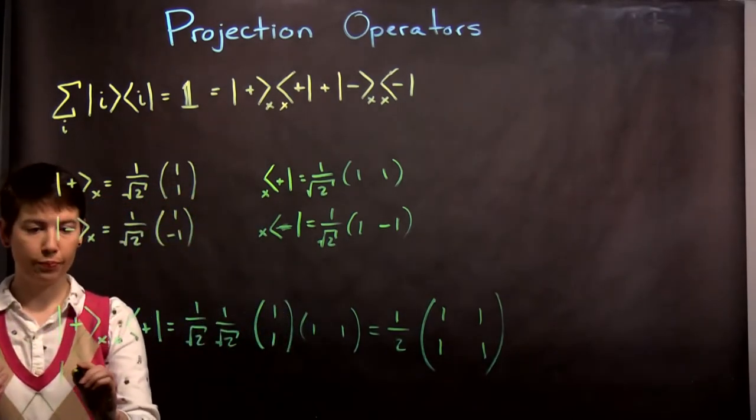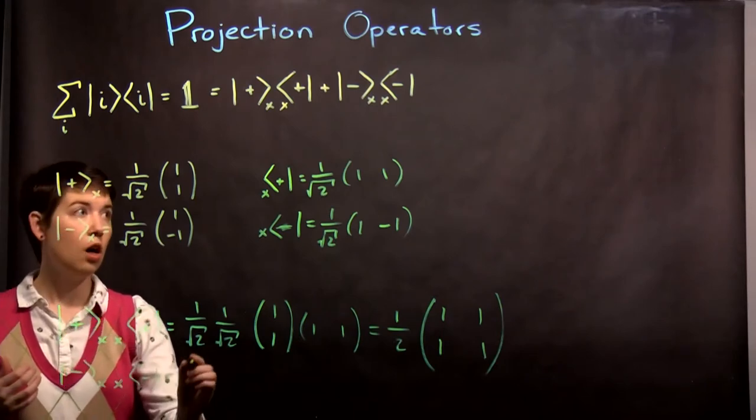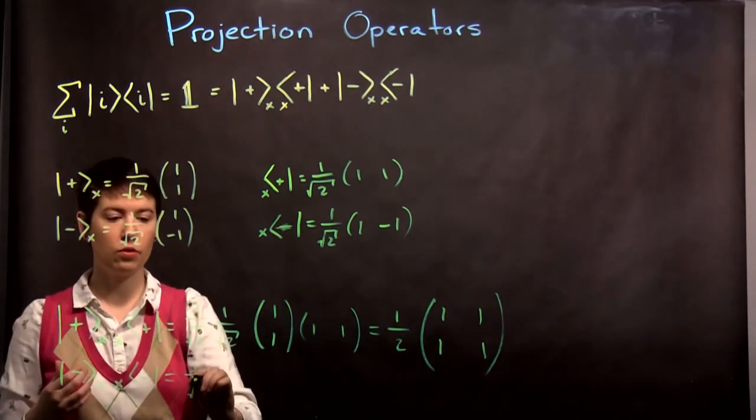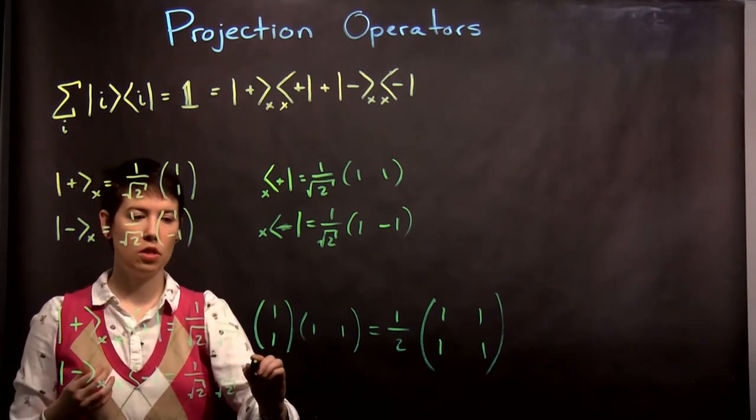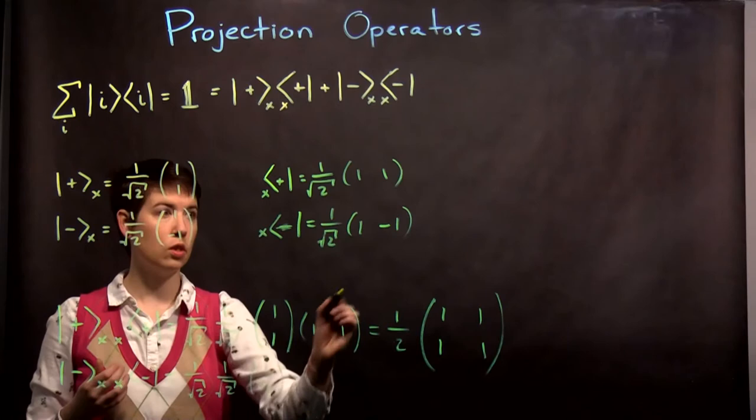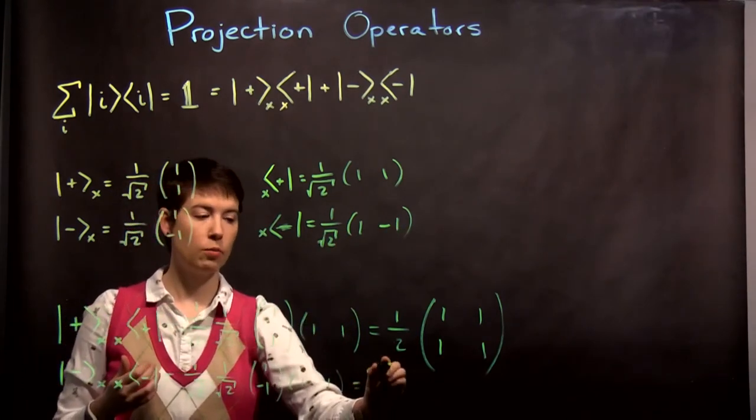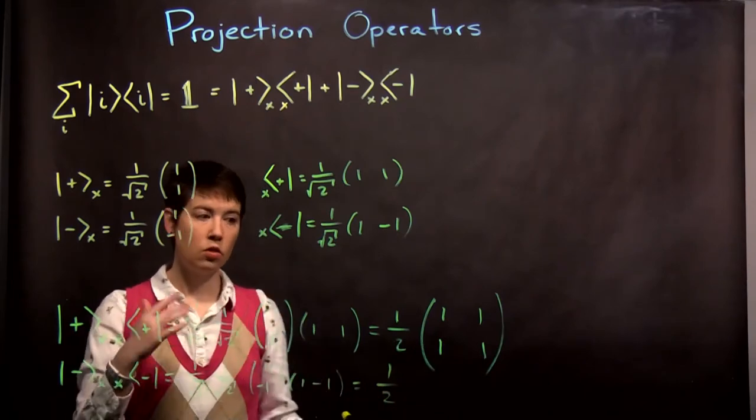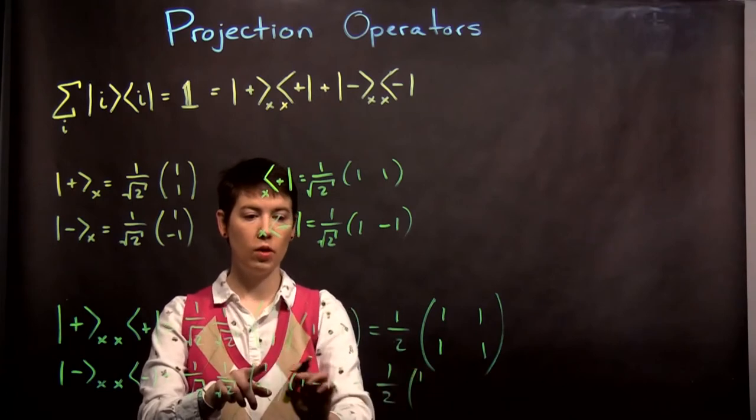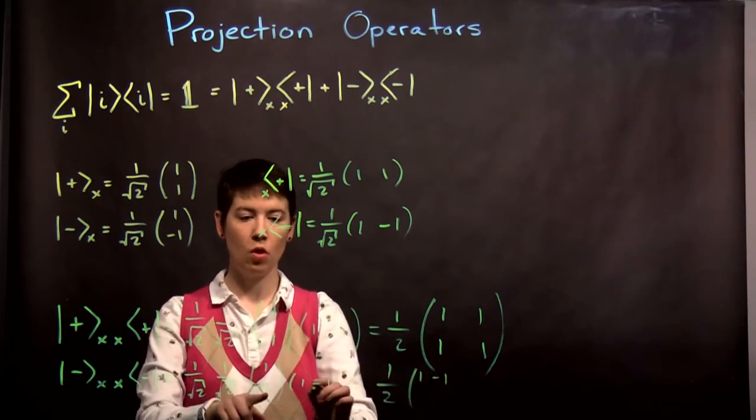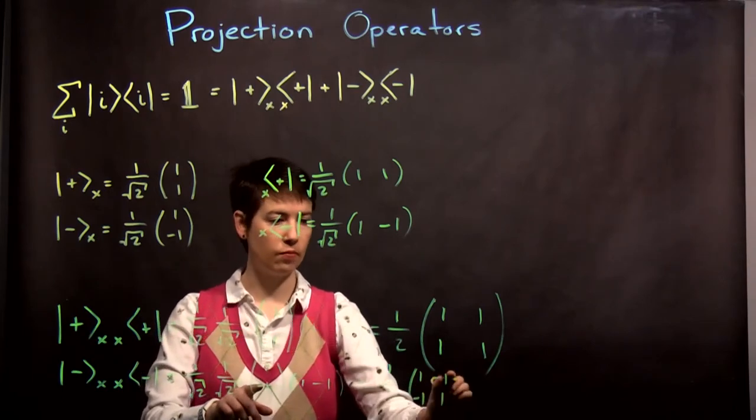The second term, we'll see what that one gives me. Again, I have two factors of 1 over square root of 2. Don't forget about those. Now that first one is 1, negative 1. That second one is over here, 1, negative 1. So when I multiply those out, I again have 1 over 2. And now 1 times 1 is 1. 1 times negative 1 is negative 1. Negative 1 times 1 is negative 1. Negative 1 times negative 1 is 1.